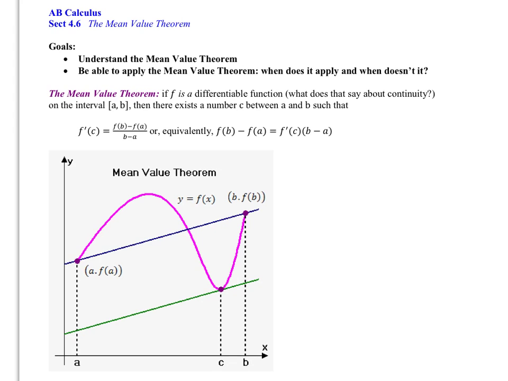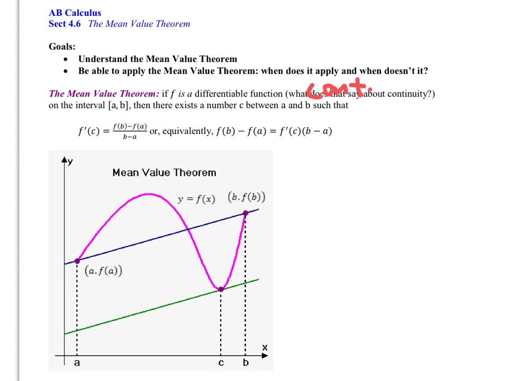All right, 4.6 on the mean value theorem. The mean value theorem is actually pretty straightforward. If a function is differentiable on an interval, then it is also continuous on that interval. It must be, in order to be differentiable.